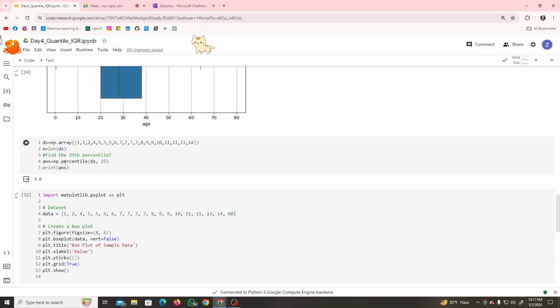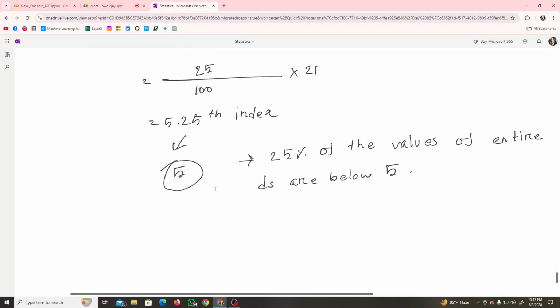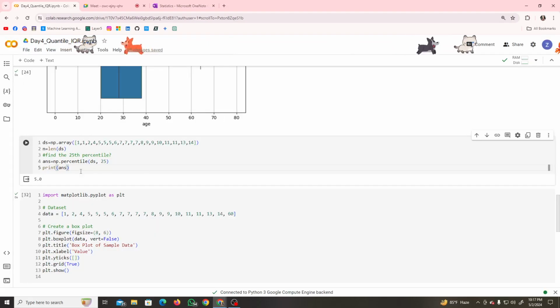Now, np.percentile, what do we want to find? We want to find the percentile. In this function, we have to give two arguments: one is the dataset and one is the number of the percentile. So we pass the dataset, which is this dataset, and we pass the percentile, which is 25, and the answer gives us 5. And you can see we also got 5 from here. So this is the way we can find this answer using Python code.